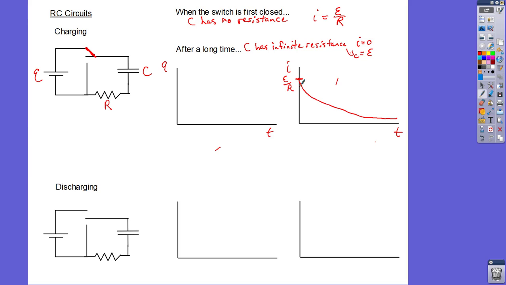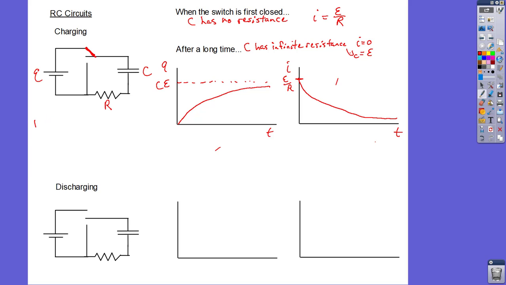Okay, and then with the charge, remember the charge starts at 0, and then there's a maximum amount of charge. So that's the exponential like that. Okay, and so the maximum amount of charge that you get, we know that Q is equal to C times V, so that is equal to C times the EMF.